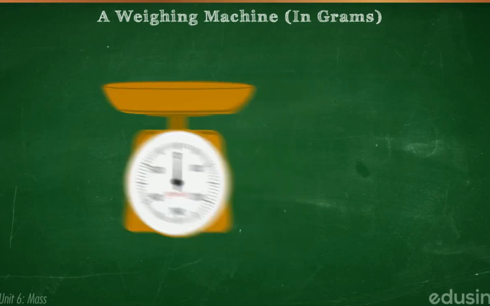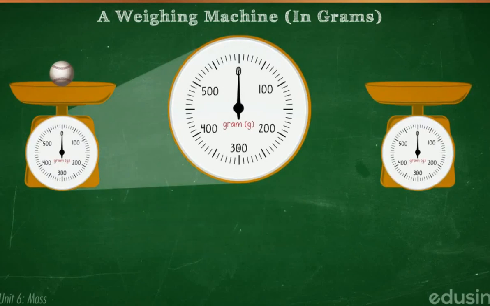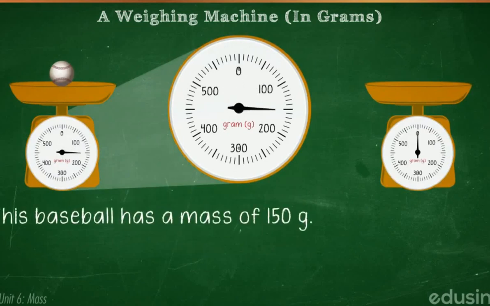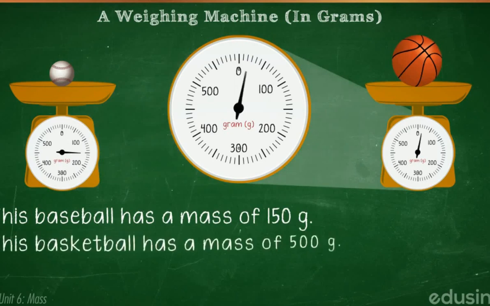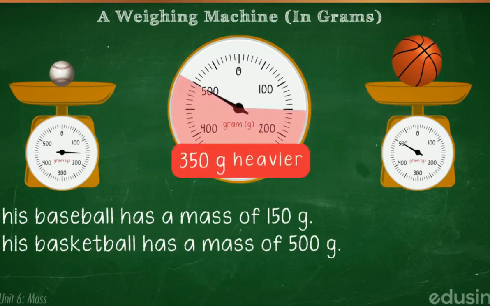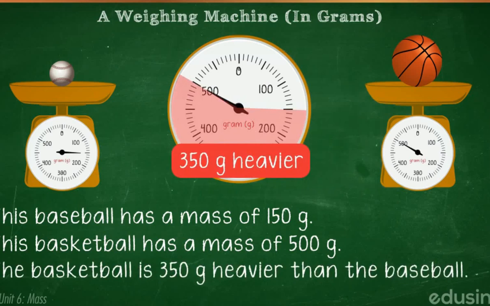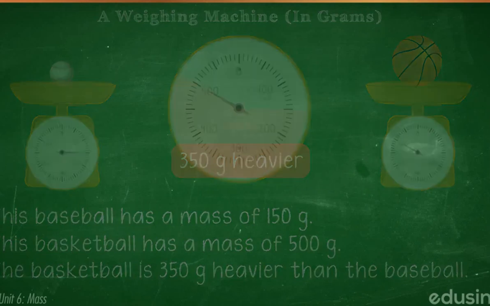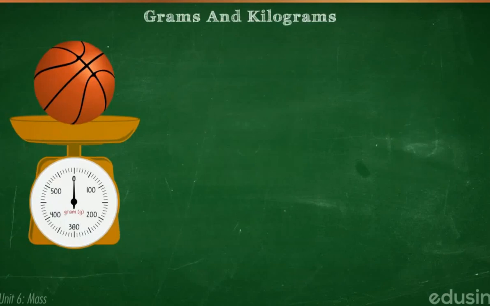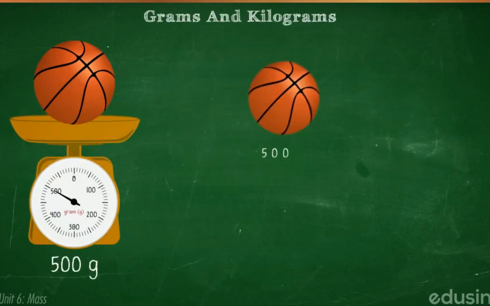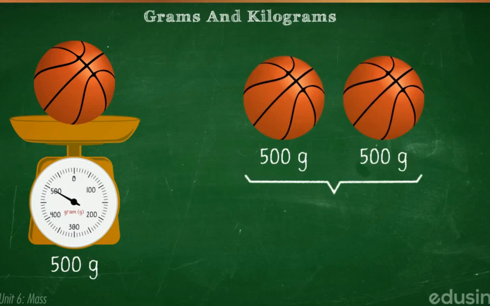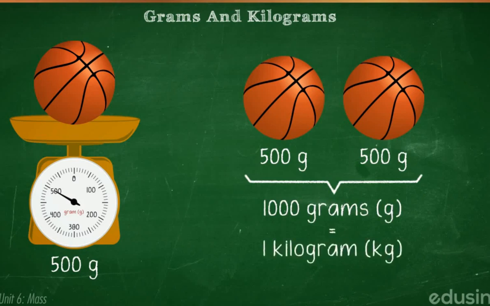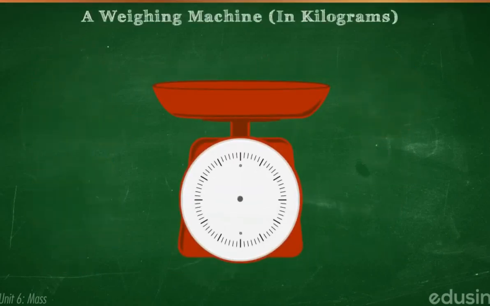Let's measure and compare masses. This baseball has a mass of 150 grams. This basketball has a mass of 500 grams. We can say that the basketball is 350 grams heavier than the baseball. This basketball has a mass of 500 grams. Two identical basketballs will have a total mass of 1,000 grams. 1,000 grams is called a kilogram. We write kg in small letters to stand for kilogram. The mass of heavy objects are measured in kilograms.